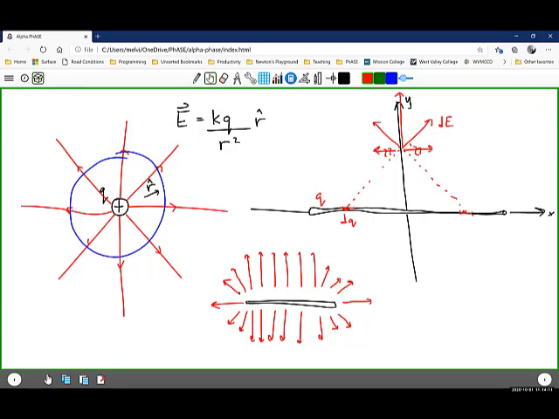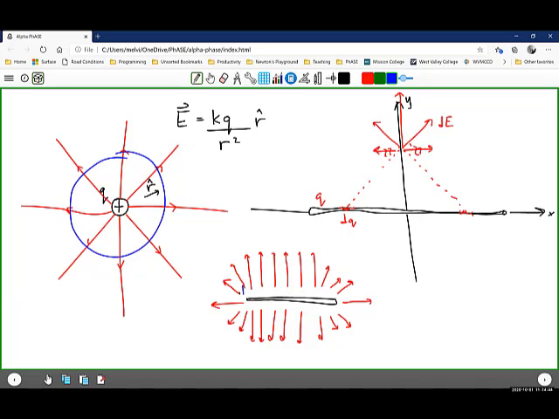I'm just going to center this a little bit more. So what I've drawn here is an electric field, and this is not a uniform electric field. This electric field is not symmetric, at least not to a type of symmetry that I'm going to call cylindrical symmetry.